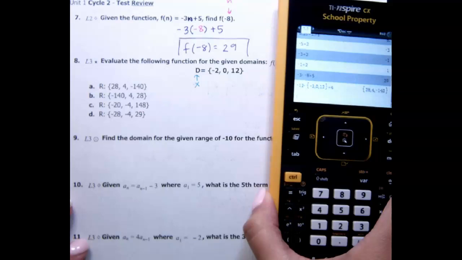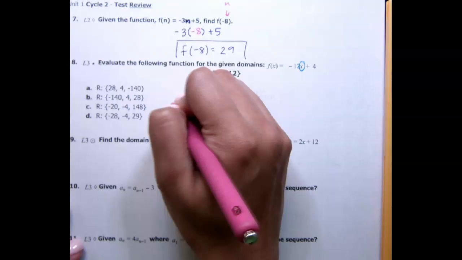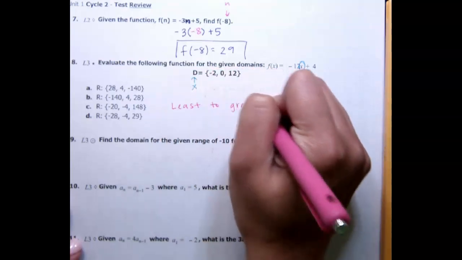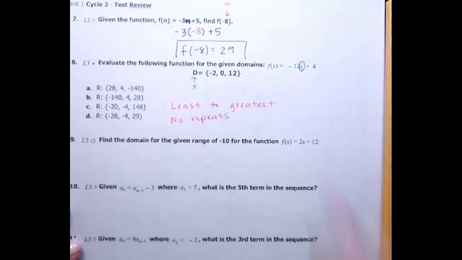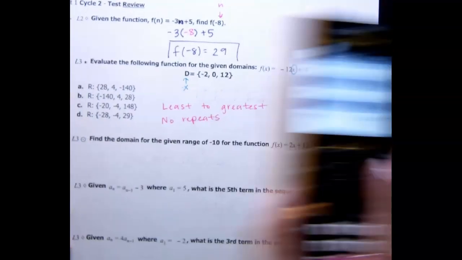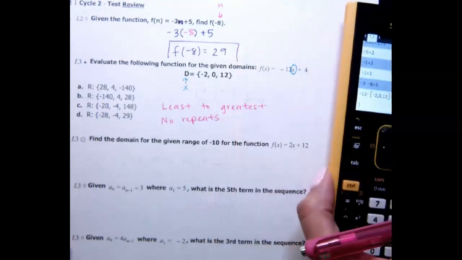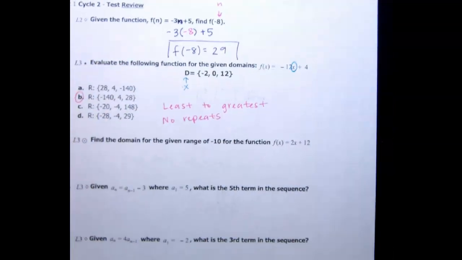The way you write domain and range needs to be from least to greatest, with no repeats. None of the numbers can repeat. So the calculator told me 28, 4, and negative 140. They need to be from least to greatest with no repeats. So the correct answer, the best answer is B. Don't pick A, even though the numbers are right. They need to be from least to greatest.